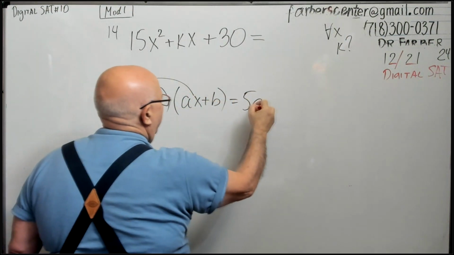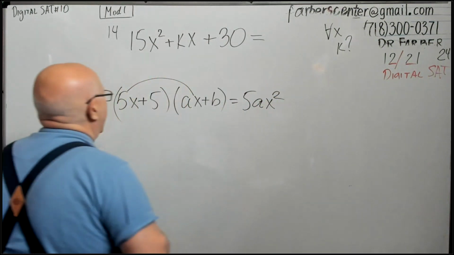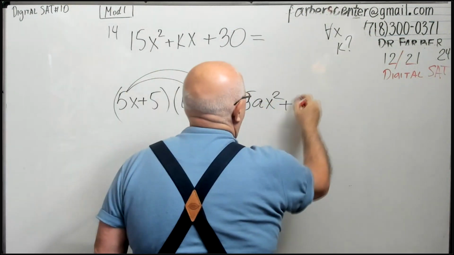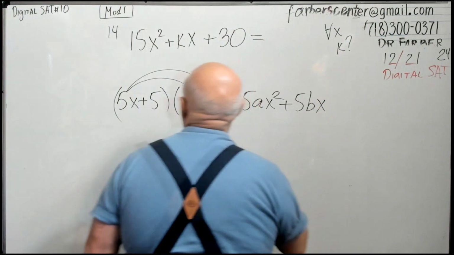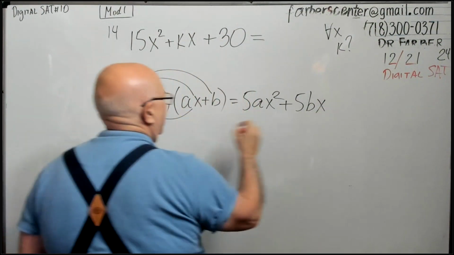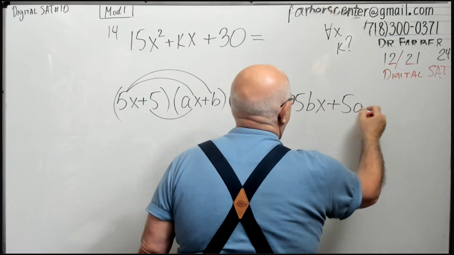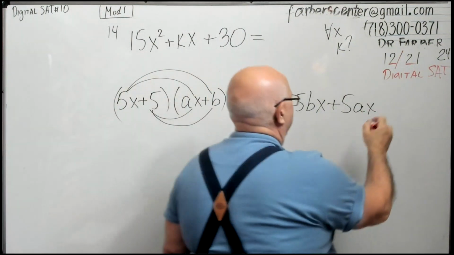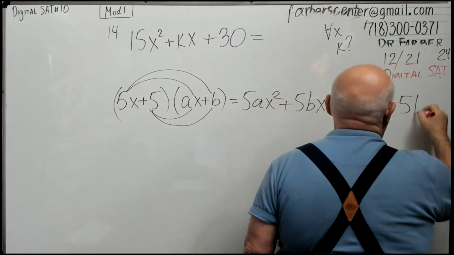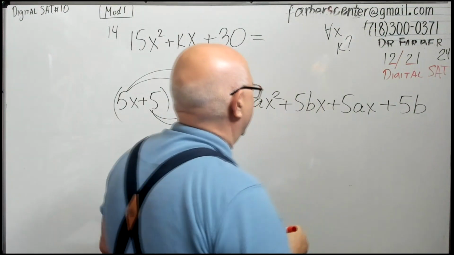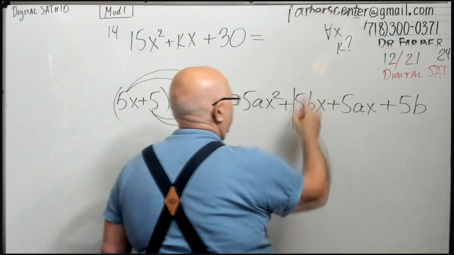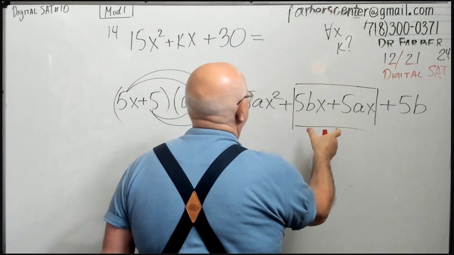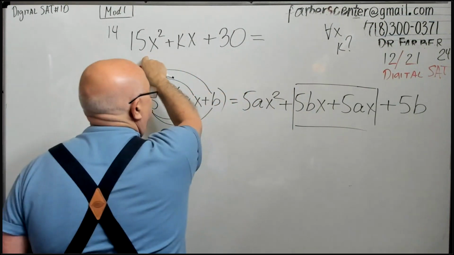Equals 5ax squared plus 5bx plus 5ax plus 5b. Factorize these two guys. Put x beyond the parentheses. And after that, put it beneath this one.